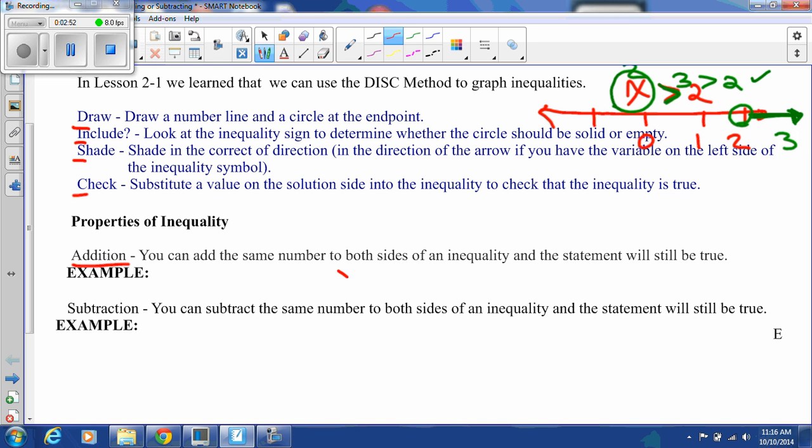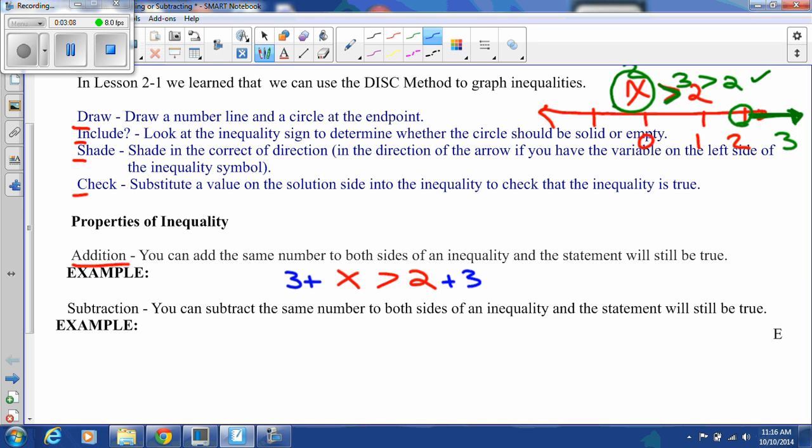So let's use our example x greater than 2 again. If x is greater than 2, I can add the same number to both sides. For example, the number 3. 3 plus x is greater than 2 plus 3. I've added 3 to both sides.